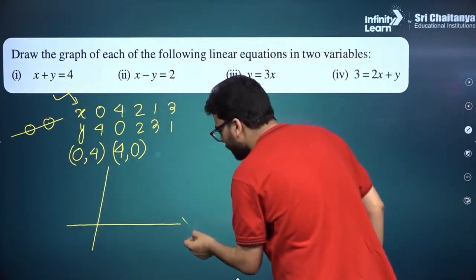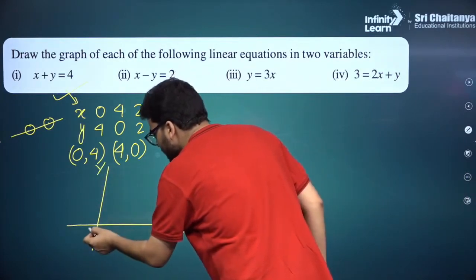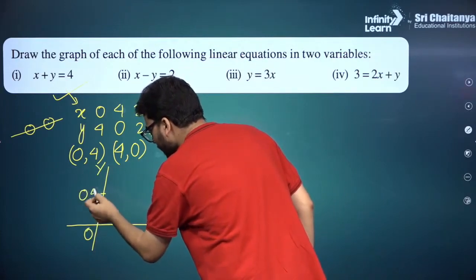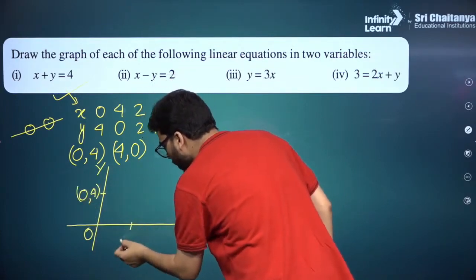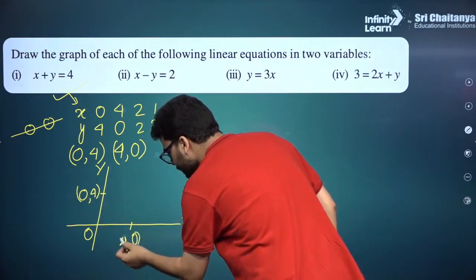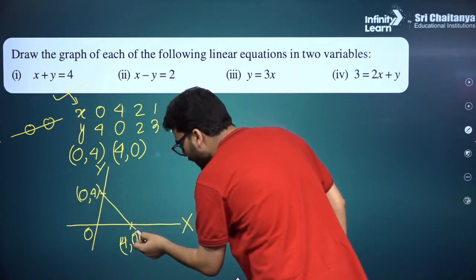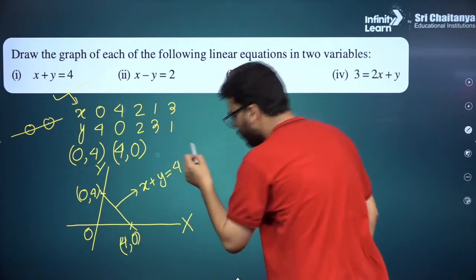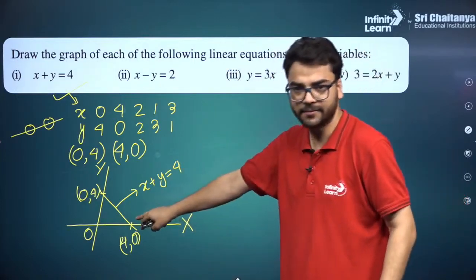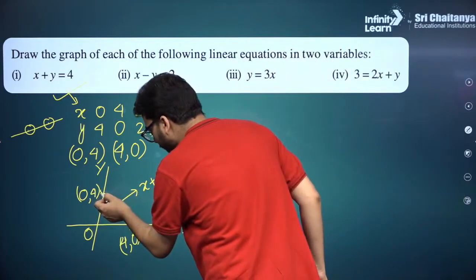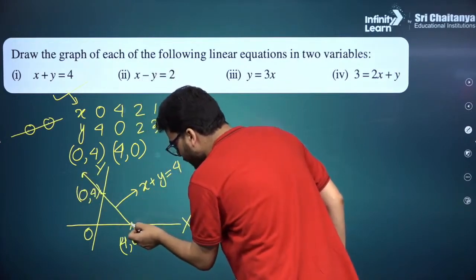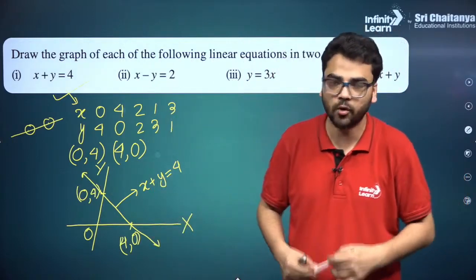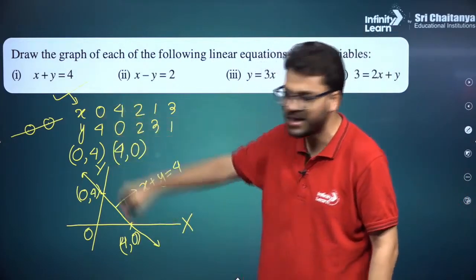If you draw the graph of this linear equation in two variables, this is origin over here. So 0, 4 will be somewhere over here guys. 0, 4 and 4, 0 will be somewhere over here. If you join these points, this will be the graph of x plus y is equal to 4. And don't forget that this is not a line segment. This is a line. It will go indefinitely in both the directions, right? So therefore you have to make rays like this. It will go indefinitely in both the directions over here. So this is the graph of x plus y is equal to 4.